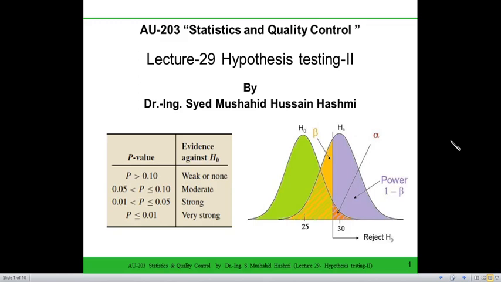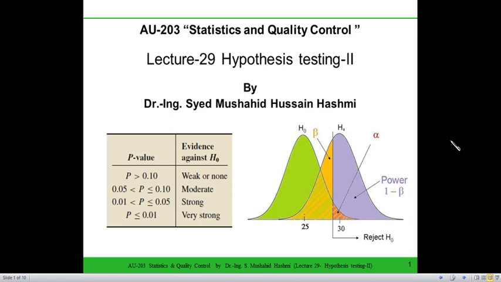This is lecture number 29 of the course AU203 Statistics and Quality Control. We have already started hypothesis testing, in which we have gone through the critical value method, or rejection region method, or rejection area method. One problem with this rejection area method is we can decide about rejecting the null hypothesis, but how strongly we can reject, we cannot quantify it.